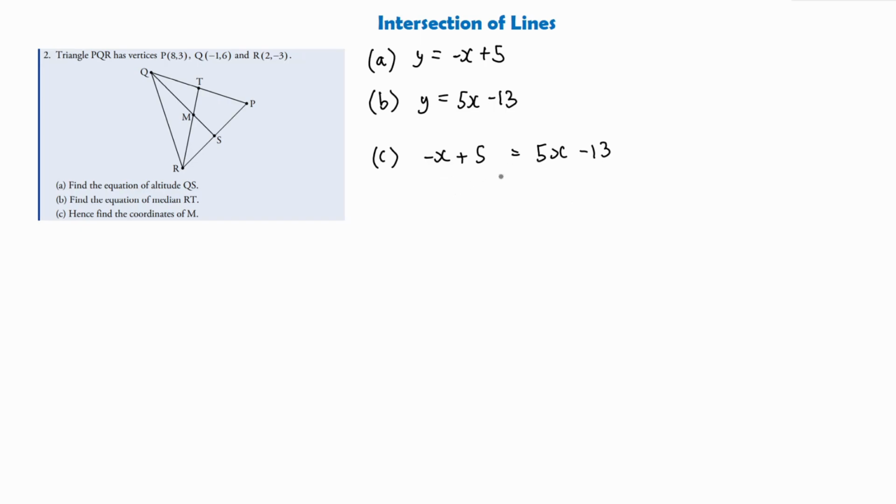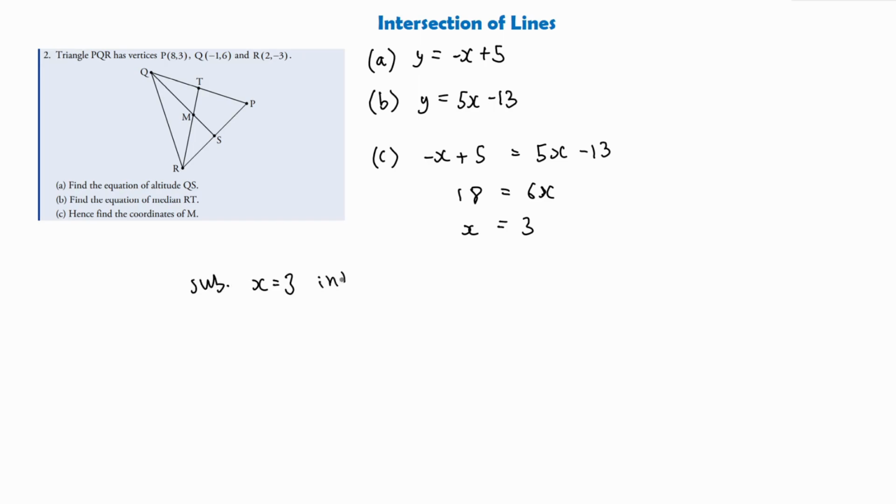And then what we're going to do here is add x to both sides and add 13 to both sides to get them both on their own. So if we add 13, we're going to get 18 over here, and when we add x to both sides, we get 6x on the right hand side. And this is simply going to give us the fact that x is equal to 3 when we divide both sides by 6.